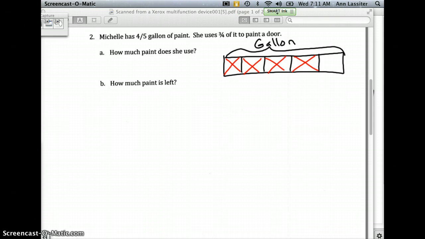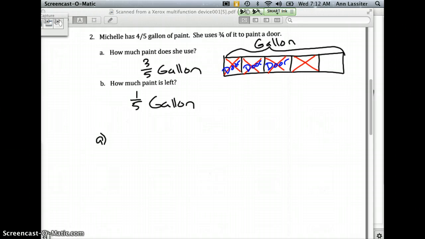And then it says of what she has, she uses 3/4 of it to paint a door. And there are 4 sections marked with an X, so then I'm going to write door on 3 of the 4. The question is, how much paint does she use? Well, for the door, you can see that it's 3 of the 5 sections, so this would be 3/5 of a gallon. And then how much paint is left? She has 1 X left, so that is 1/5 of a gallon. Those answers you can get just from looking at your picture.